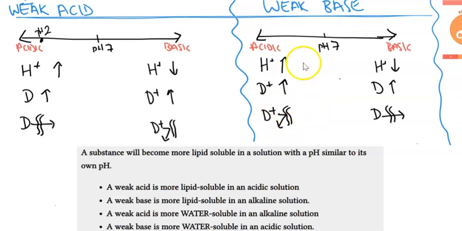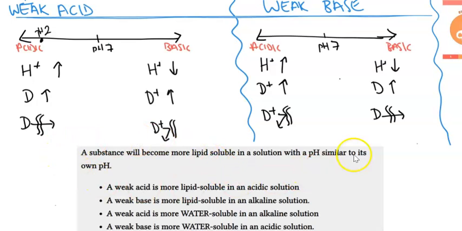It's water soluble. But if I were to give you a weak base and it enters into a basic area, into a higher pH area in your body, you're going to have lots of non-ionized drug in that area. And when you have non-ionized drugs, it's not bulky, so it's going to pass through the cell membrane. So a weak base is more lipid soluble in an alkaline solution. Alkaline is another word for basic solution. So if you take a weak base and you put it in a basic area, it's going to go through. It's going to be lipid soluble.